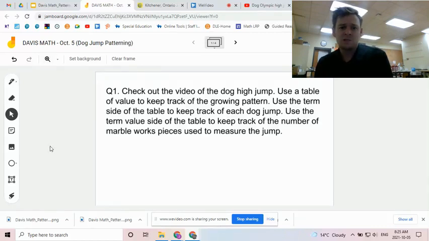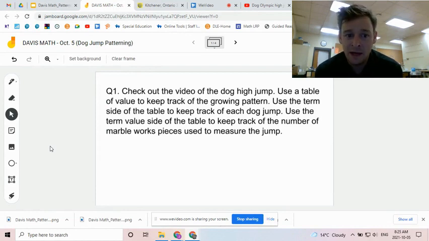Do you ever get a math question that looks like a paragraph? Well, that's what you have today. We have a lot of writing here on the Jamboard, so what we're going to do is go through it one line at a time and try to figure out what exactly we're trying to do here.